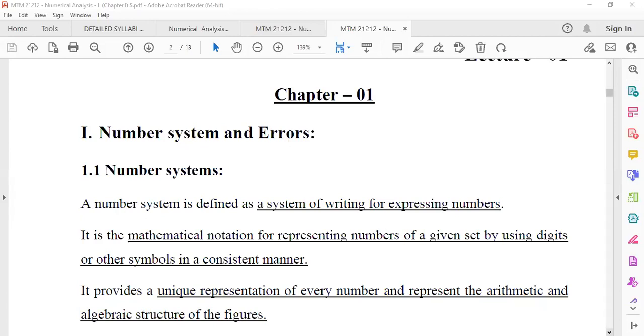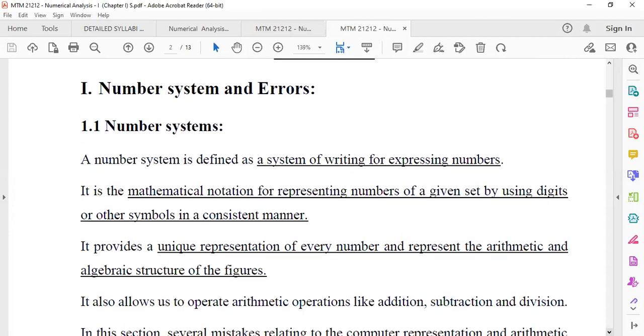The number system and errors. First of all, let's see what a number system is. Numbers we know from nursery and school levels; we have studied all about number systems. From that, we are going to see what it really is about in this course. The number system is defined as a system of writing for expressing numbers. To express numbers, we use number systems to write them.